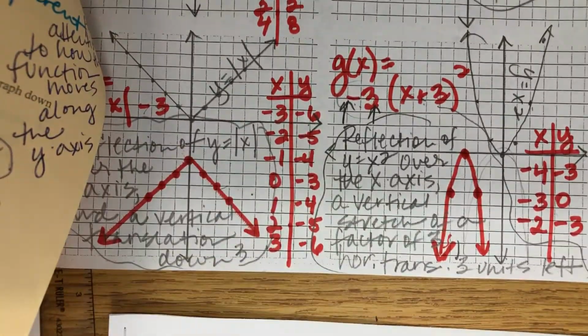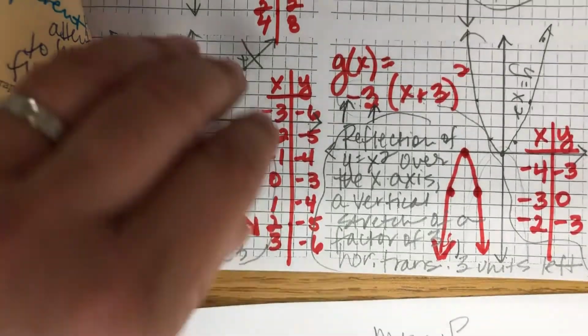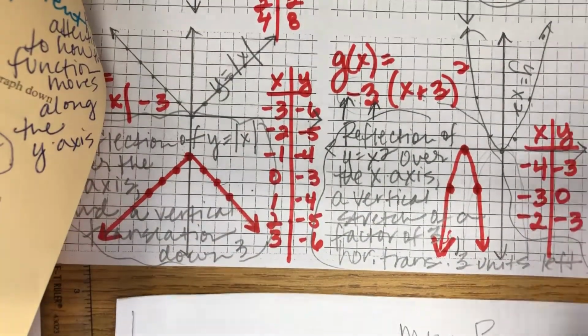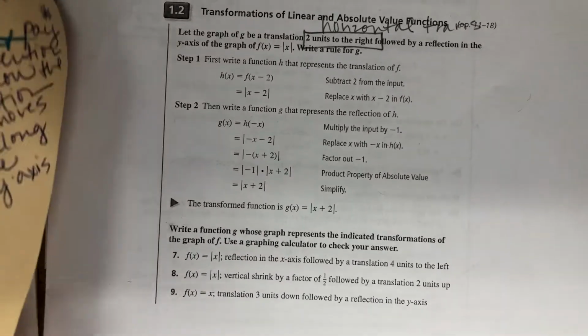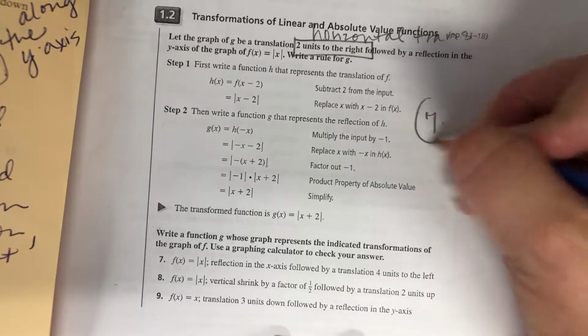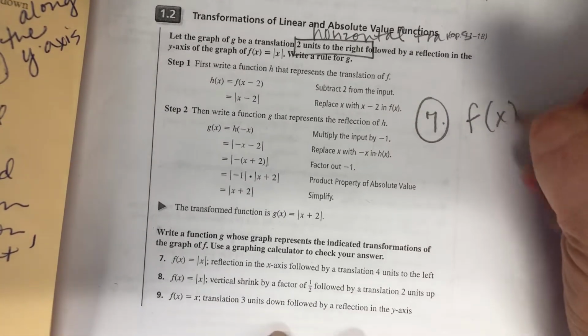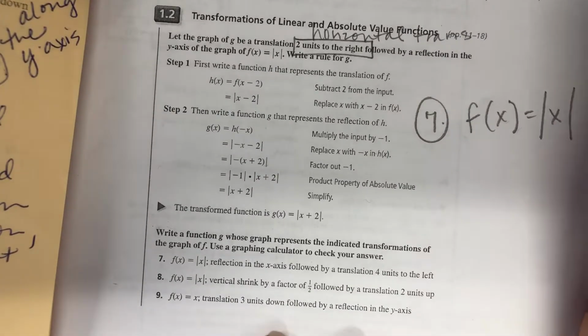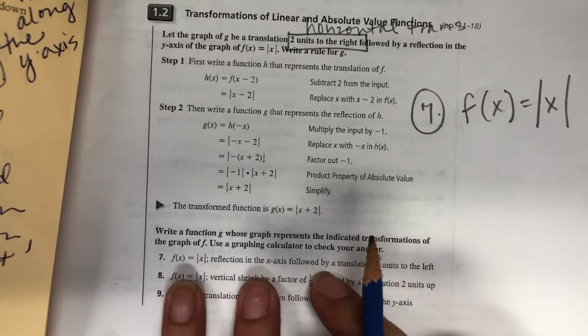Now, next part of this, we go on to 7, 8, and 9. In these problems, I got to go get my notes out. You're gonna have your notes in order to do this. For number 7, I'm gonna kind of write these right over here. I'm starting out with f of x equals the absolute value of x. Now, I have a reflection in the x-axis.